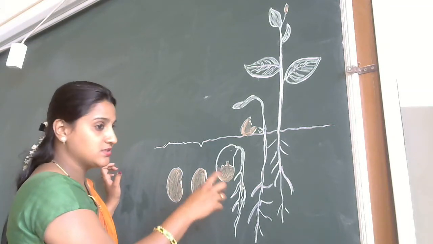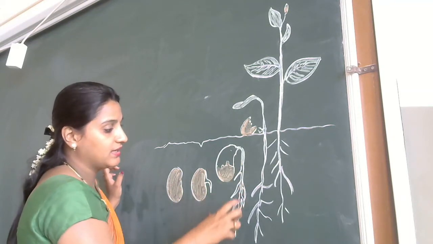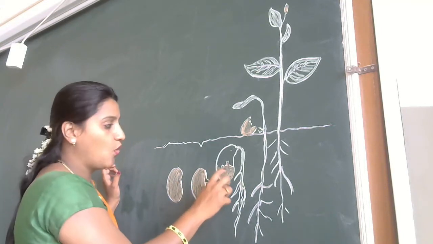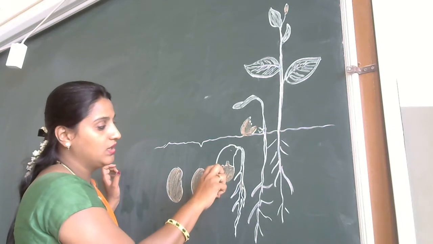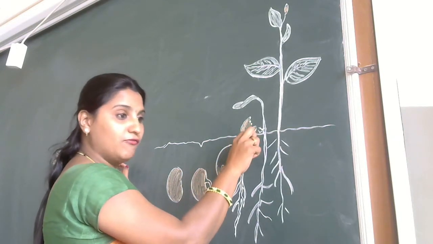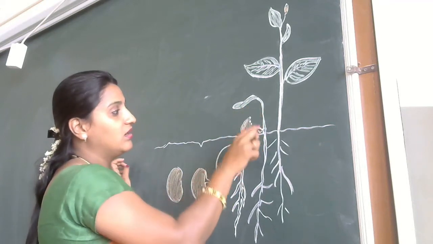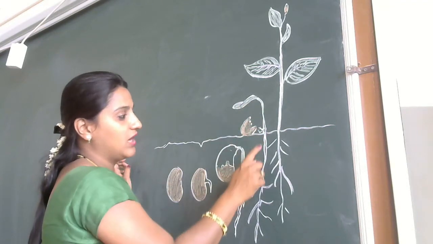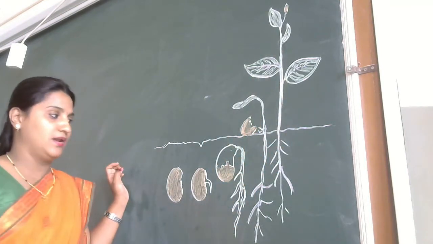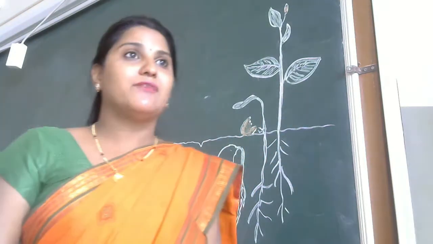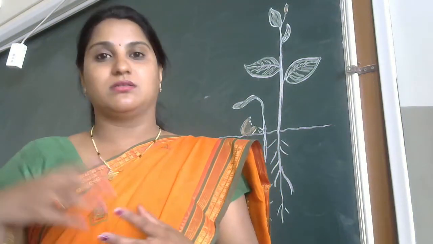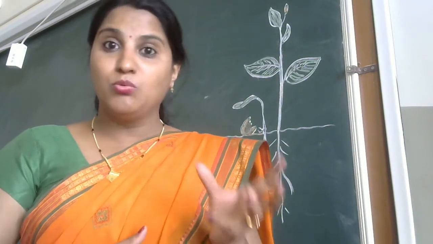After 2 days or 1 day, it will have roots like this. Okay, and the seed coat will come out a little bit, and then the third time the seed coat will fall down. Then a tender leaf will come, and these are the roots, and it will again grow into the plant.